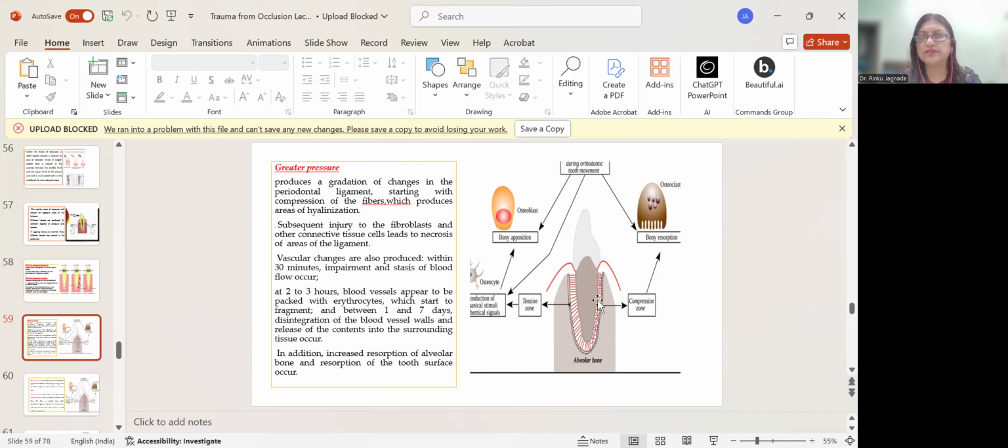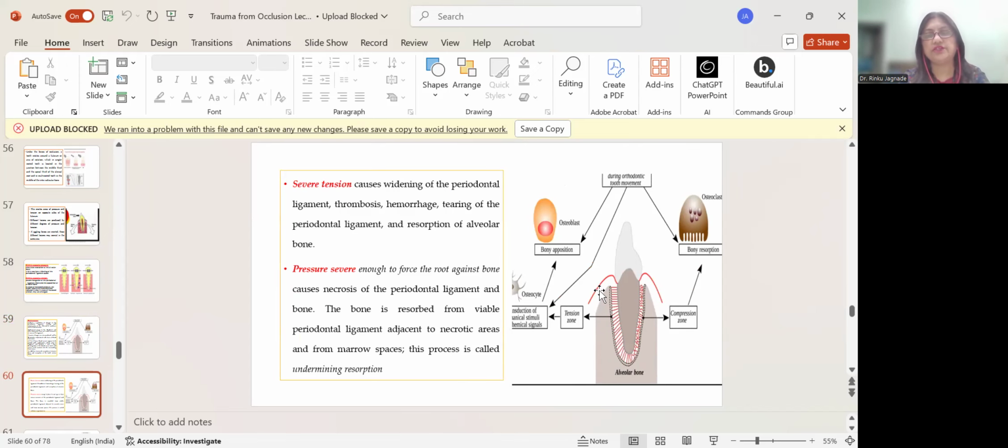Between 1 to 7 days, there will be disintegration of the blood vessel walls and release of their contents into the surrounding tissue. In addition, all this will lead to increased resorption of the alveolar bone and resorption of the tooth surface.